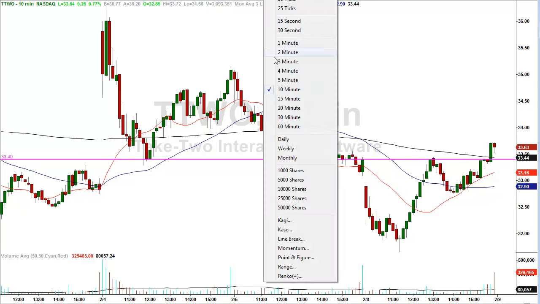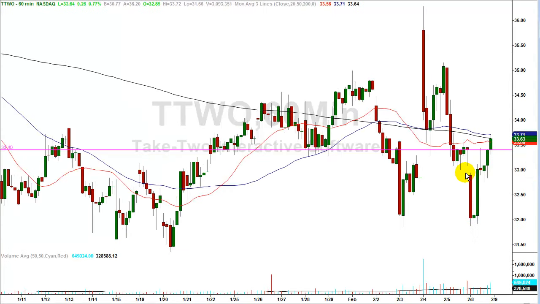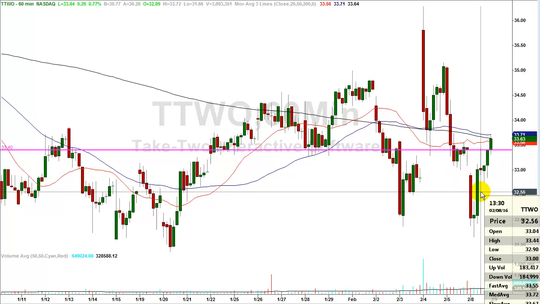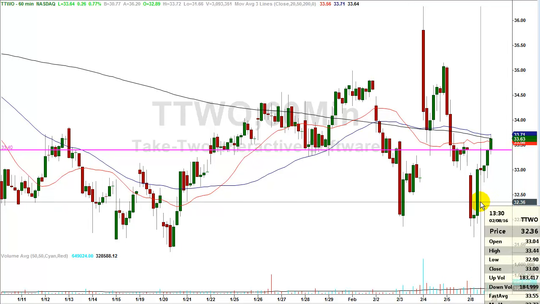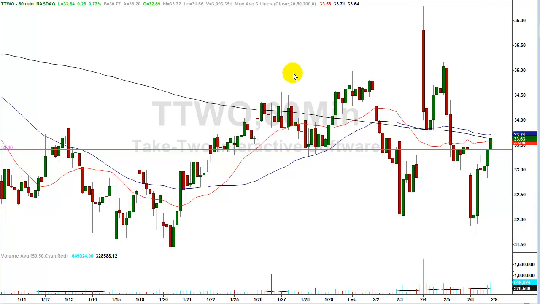That's why I take a look at the 60-minute chart, and you can see here at $33.40 on February 8th, which happens to be the day I'm making this video, the stock had a high of $33.44 in this particular candle, okay? And then the stock had a low in this candle of $32.90 and even went lower in the next candle.